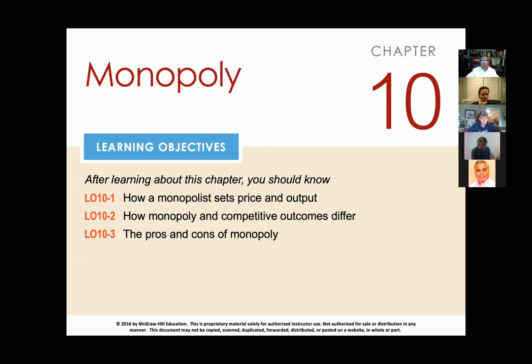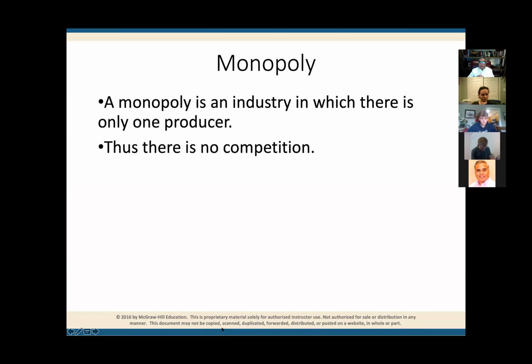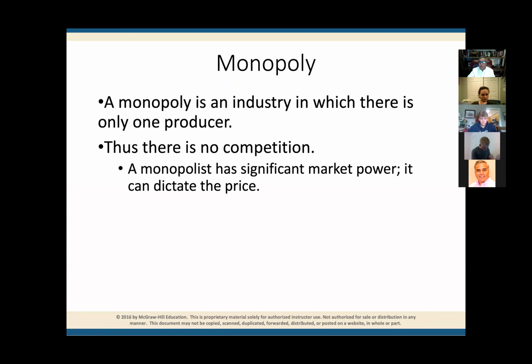Okay. So, let's talk about monopoly. A monopoly is an industry in which there is only one producer. To be only one producer means you are a pure monopoly, okay? Monopolies have no competition, and they have significant power because they control the supply. So as a result, monopolies are not price takers. Monopolies are price makers.